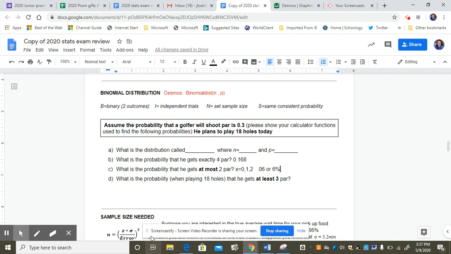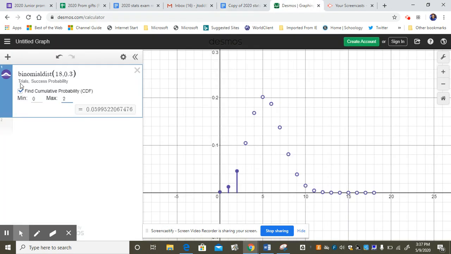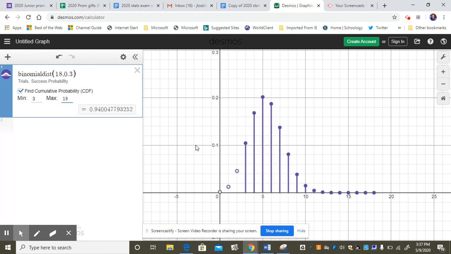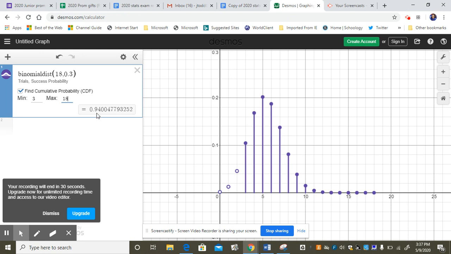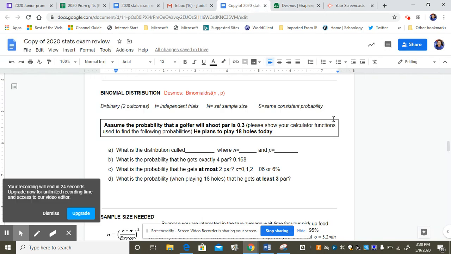What's the probability, again, when playing 18 holes, he gets at least 3? That'd be a great day. That means he would get 3 or more. So now we want to add up everything from 3 up to 18. 3 or more par. He'd be really happy. The chance of that happening is 0.94. So 0.94, or you could say 94%.